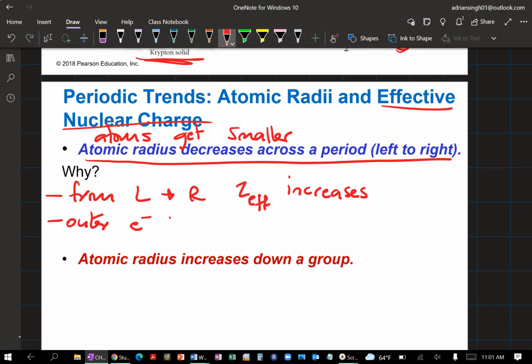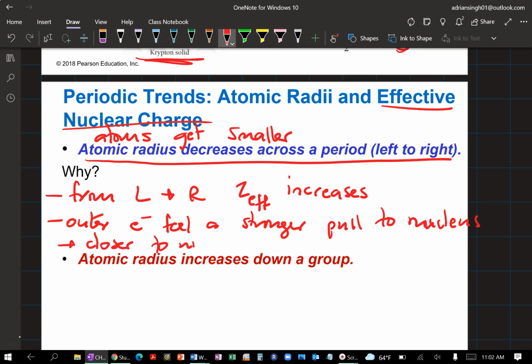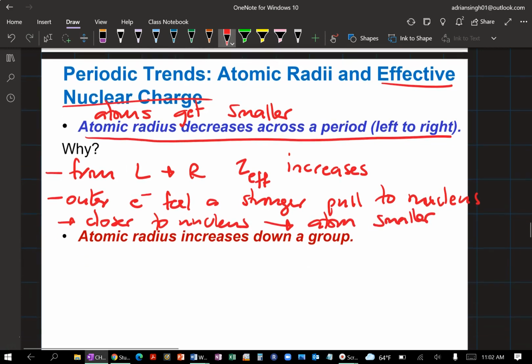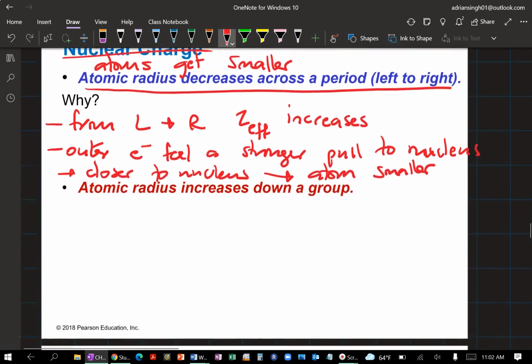So the outer electrons feel a stronger pull to the nucleus, and as a result, if they're being pulled more strongly towards the nucleus, they're going to be closer to the nucleus. And as a result, the radius is going to decrease, which would make the atom smaller. All right, so that's the reason for the smaller atomic size as we go from left to right.